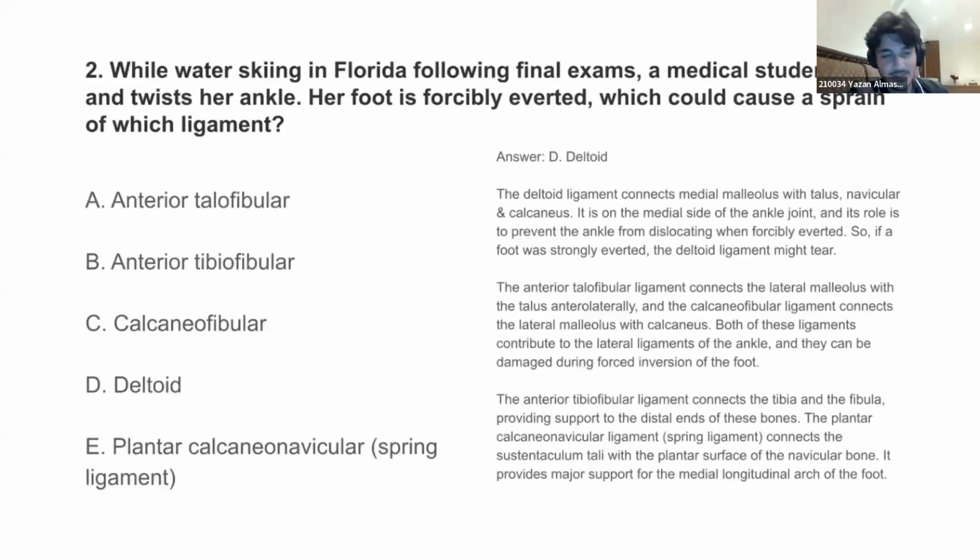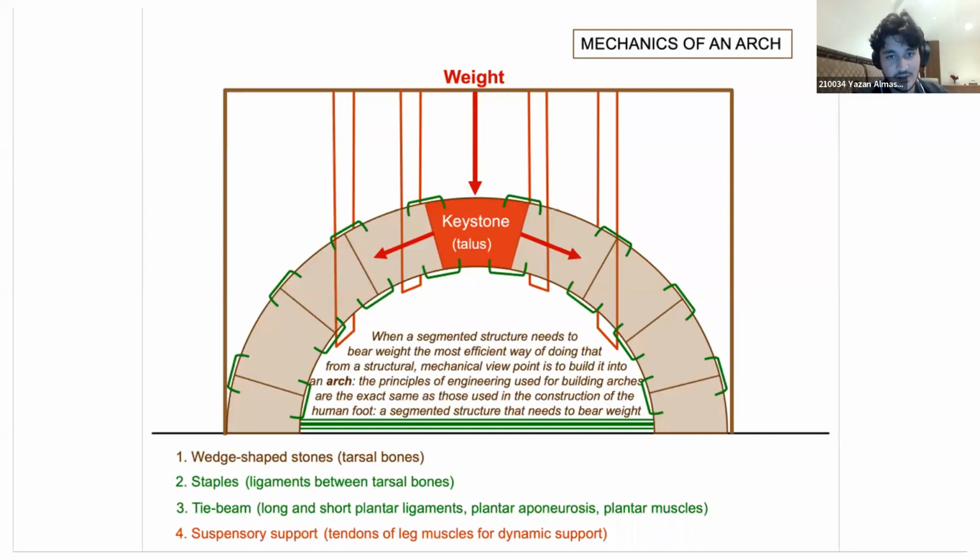Okay, so this is the explanation. I'll leave it for you guys to read in the slide. Okay, now this is the last concept. Finally. Okay, so what is this concept? It's that we have arches in the foot. Okay, so what does that mean?